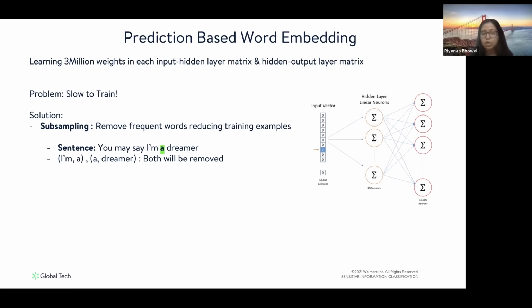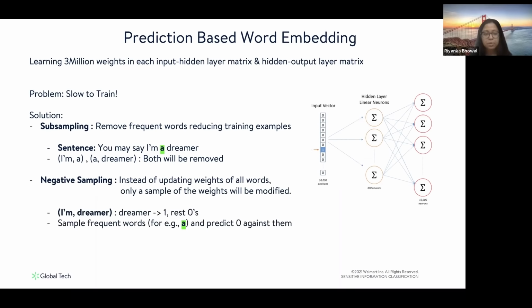There is another one which is called negative sampling. So what we do is, now in this architecture, you can see that if the output layer has 10,000 neurons, then for all of the neurons, we have to update the weights, right? But what if we can sample a few of the words and just measure the weights against them? So for example, again, if I have "I am" and "dreamer", then probably after "I am", I will be more interested to put one or the higher probability against "dreamer" than the rest of them, right? So we can pick a few of the frequent words and put zeros against them. So that's where we don't have to learn all the 10,000 words.